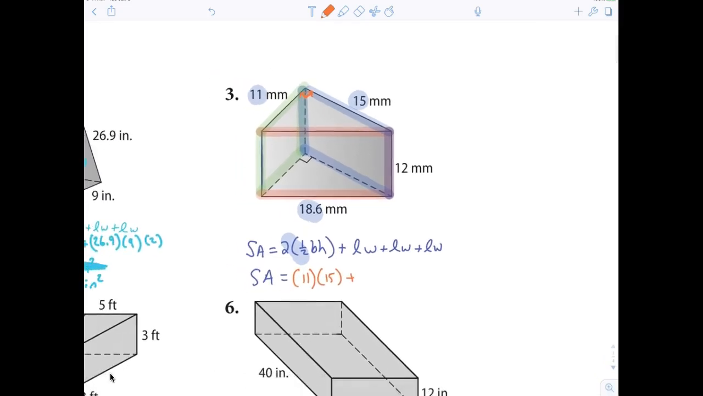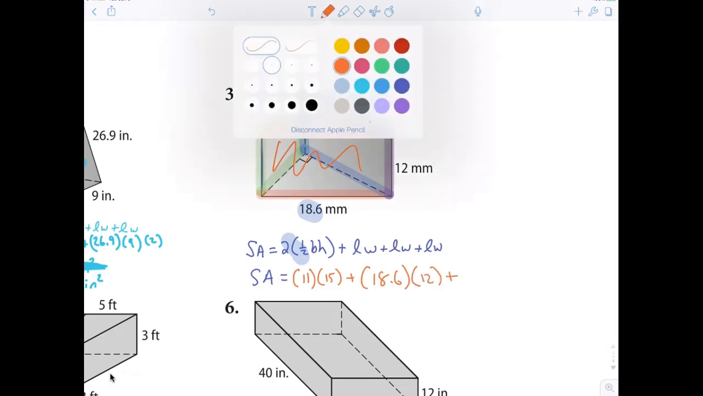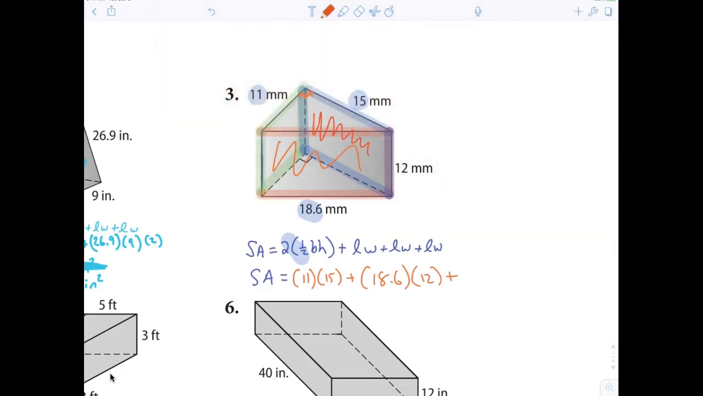All right, now let's do the front rectangle. Somebody tell me the dimensions of this rectangle. Good job. 18.6 and 12. Plus. All right, now I'll change it up just to make sure you guys see it. I want this wall over here to the right. What's that? 15 by 12. And then the other one is? 11 by 12. Thank you very much. Come on, guys. I don't think this is that hard. You just got to visualize. I'm listening.